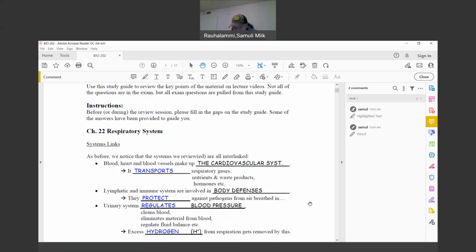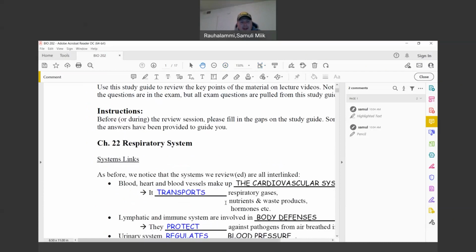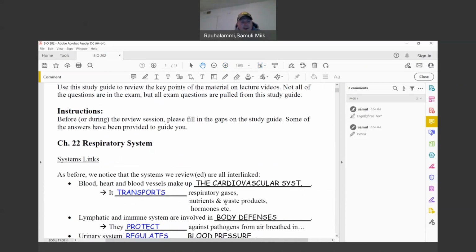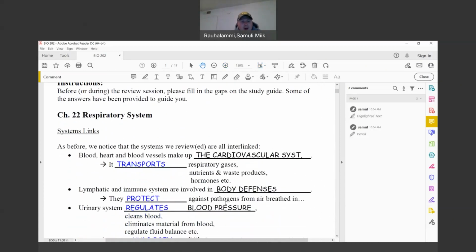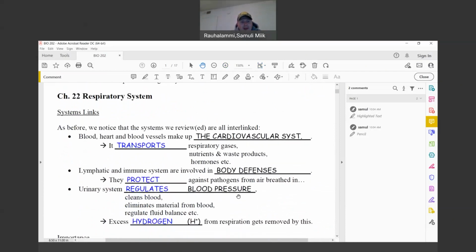As always, I try to start by drawing connections between different systems. Some of the things we're going to see is that we rely on the cardiovascular system to assist the respiratory system. For the transport of the gases that we're either getting into the body or removing from the body, that's where the cardiovascular system will assist, by transporting these respiratory gases.